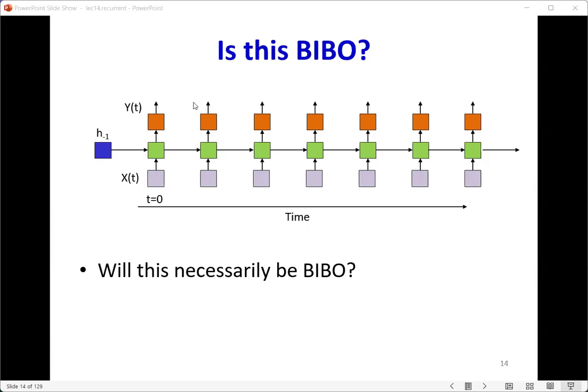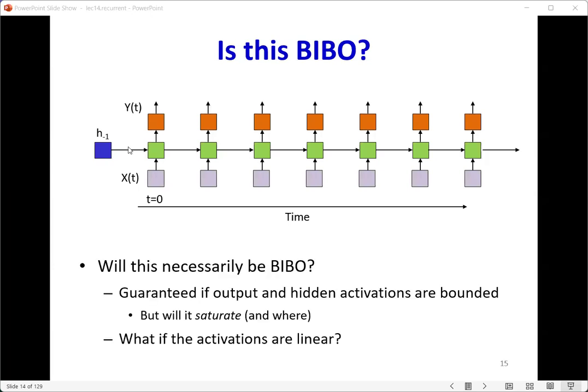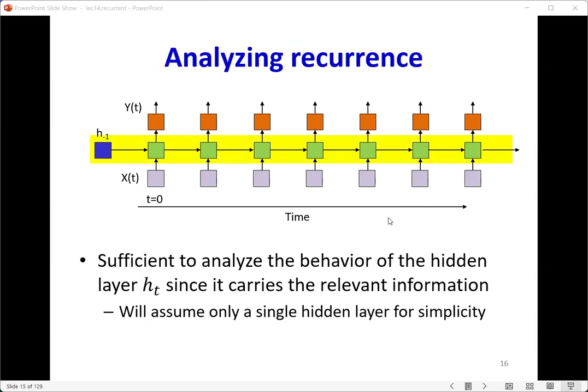We cannot say, right? If the activations are bounded, for example, if you use only sigmoid activations everywhere, it will be kind of bounded, but it will saturate and become meaningless. If we consider other kinds of activations, then it will actually be unbounded. Let's see why. To analyze this, it's sufficient to analyze the behavior of this recurrent layer, because that's where you get potentially infinite computations. So let's analyze this recurrent layer and see what happens.